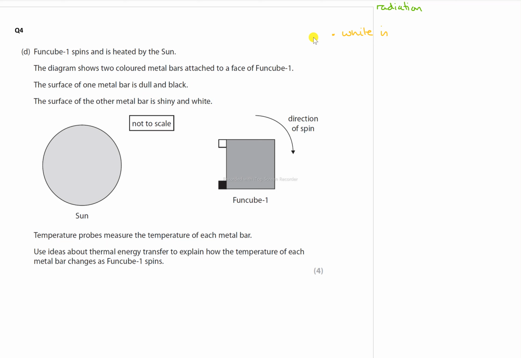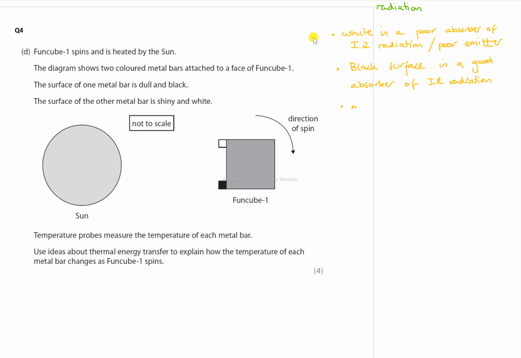The color white is a poor absorber of infrared radiation and therefore is a poor emitter. Right, a black surface, if you keep repeating it, it'll sink in. A black surface is a good absorber of infrared radiation and a good emitter.